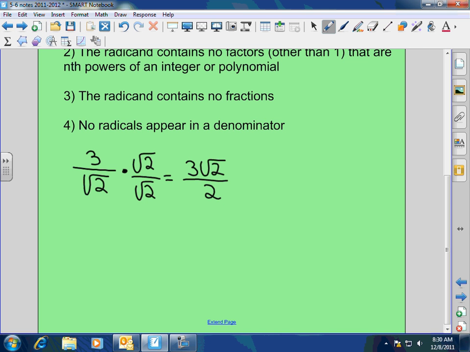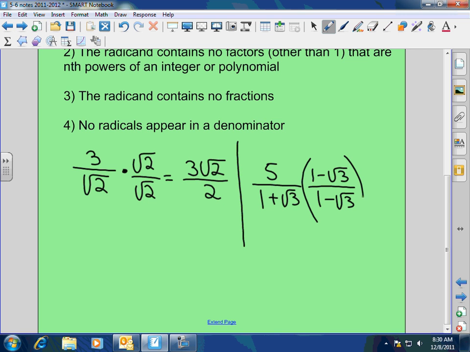Let's see another type of conjugation. Let's say I have 5 over 1 plus the square root of 3. When I have a binomial with a radical attached to it in the denominator, I'm going to go ahead and multiply by the conjugate. And the conjugate in this case will be 1 minus the square root of 3. And from here, you go ahead and distribute as normal.